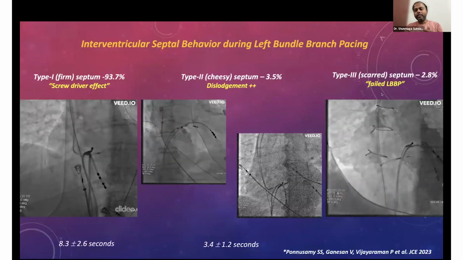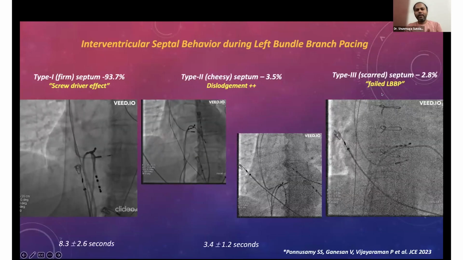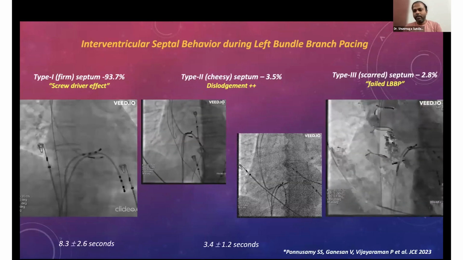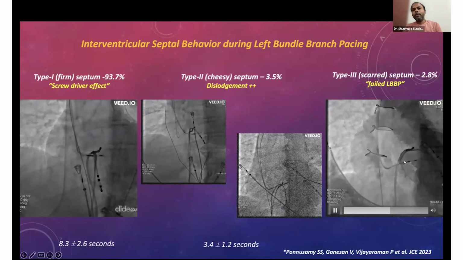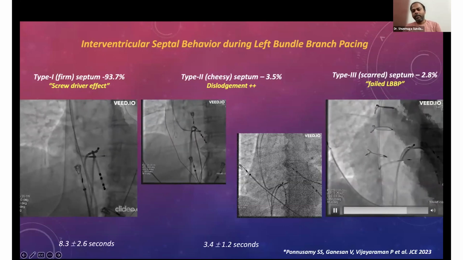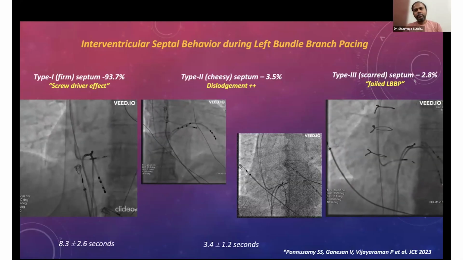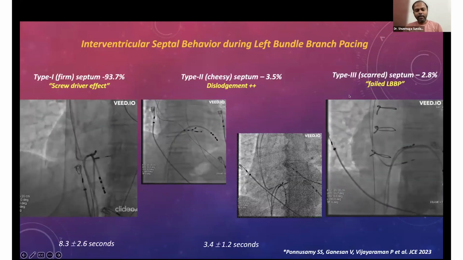On the other hand, type 3 septum will be a typical anterior MI, a completely scarred septum, where the lead will tend to buckle, and whatever efforts you put in, it will not penetrate the septum. So for this group of patients, it's better to go for conventional biventricular pacing.